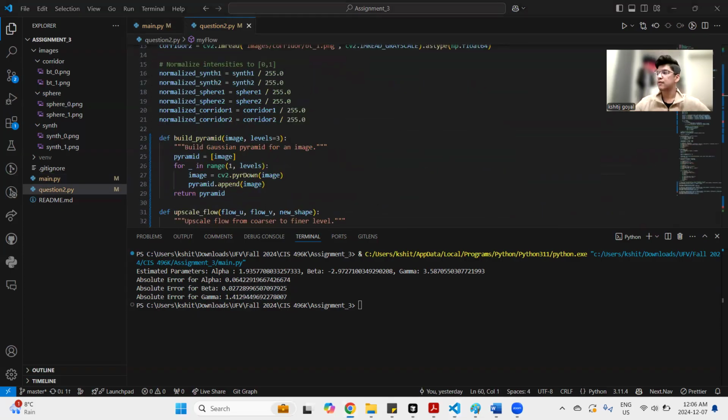Now, the next question was about optical flow. A very brief thing about optical flow is that it refers to the pattern of apparent motion of objects, surfaces, and edges in a visual scene caused by the relative motion between an observer and the scene. So if you have two images of the same scene taken at slightly different times, the optical flow gives you a vector field indicating how each pixel in the image has moved from one frame to the next. And my implementation uses the Lucas-Kanade method.